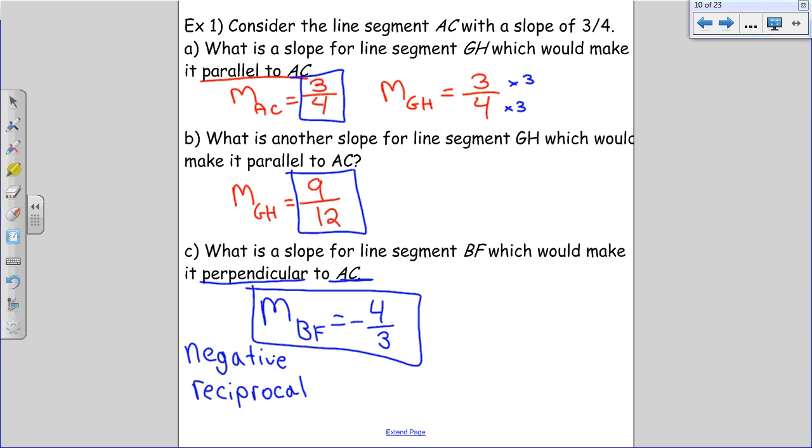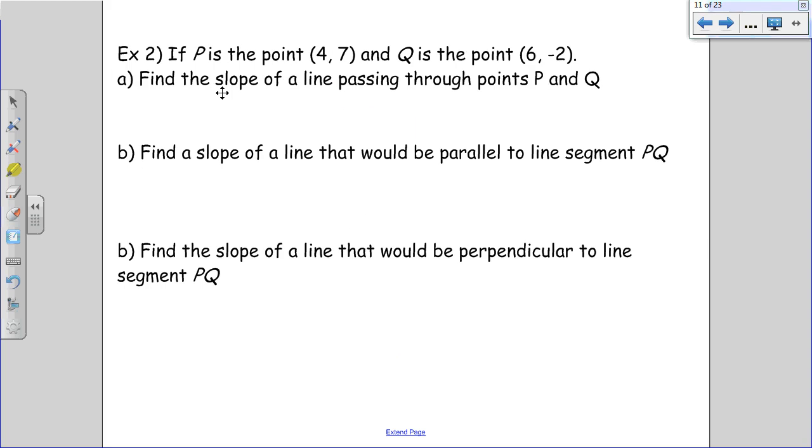All right. Last question here. This is kind of a typical question you would get. It gives you 2 points, right? So it says if P is (4, 7), and Q is (6, negative 2), find the slope of a line passing through P and Q. They've given you 2 points, and they're asking you to find the slope.